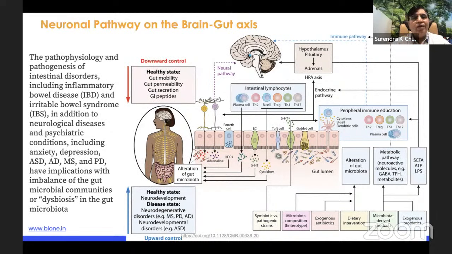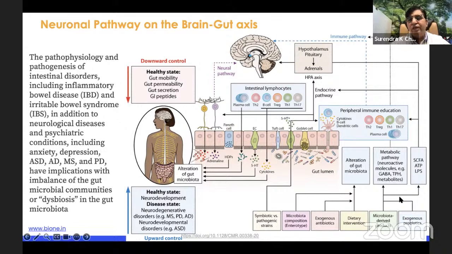There are many neural mechanisms that have been studied in the pathway of the gut-brain axis. The pathophysiology and pathogenesis of intestinal disorders like IBD and IBS, and of psychiatric and neurological diseases like anxiety, depression, ASD, AD, and PTSD, in many of these an imbalance of the gut microbial community plays a very, very important role.